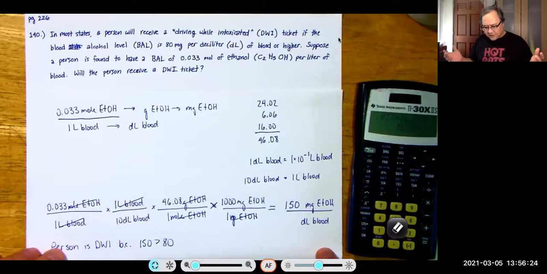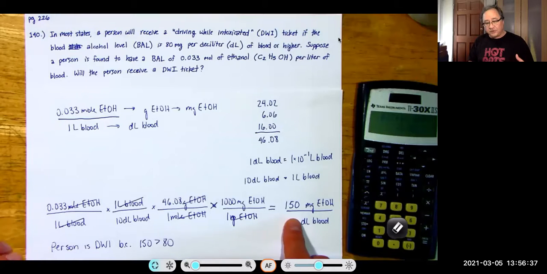I don't know what is worse, DWI or DUI, driving under the influence. I have a feeling that intoxicated is worse. So here, this person is driving at almost twice the level of intoxication, which means that they might very well cause an accident. All right. Okay.